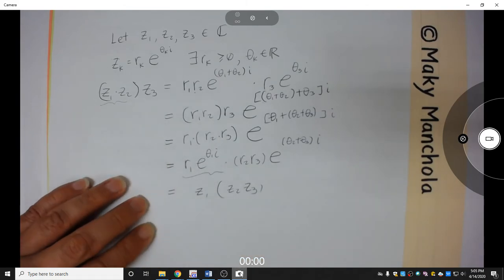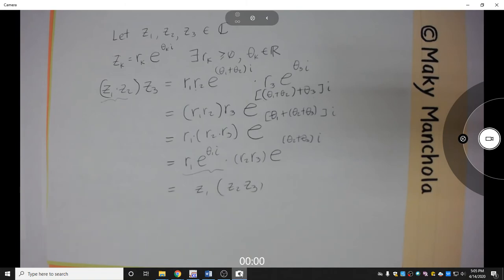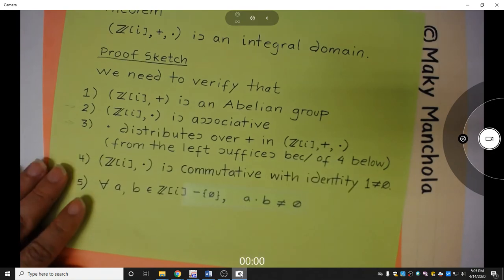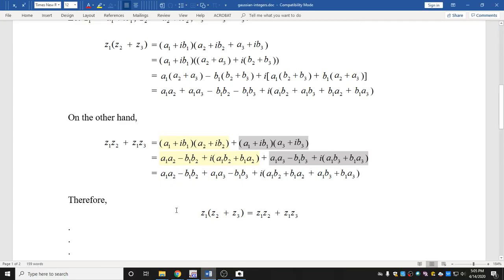So we have established that the multiplication of complex numbers is associative. As a consequence, the multiplication of Gaussian integers is associative. Okay, another one that we are going to verify here, this one is going to be through a printout, is that multiplication distributes over addition in the structure of Gaussian integers. Here we're going to show it for complex numbers in general.